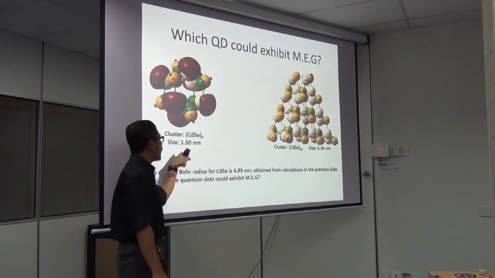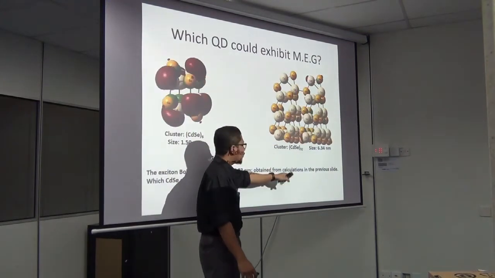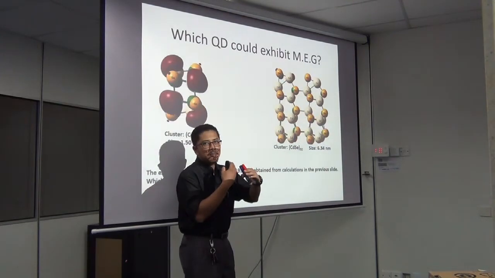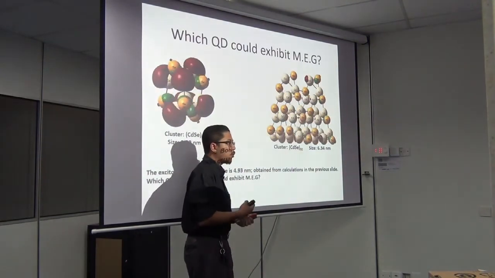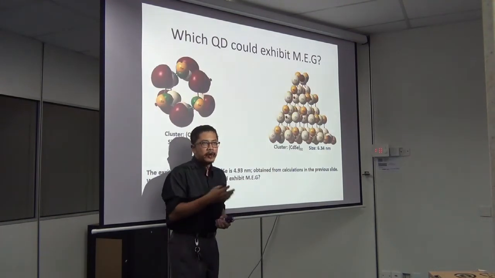We could produce, let's say for example, 1.5, 2.0, 3.5, and so on and so forth, until 4.93. They are still called quantum dots. But which quantum dot is the best quantum dot to be used in a quantum dot solar cell?